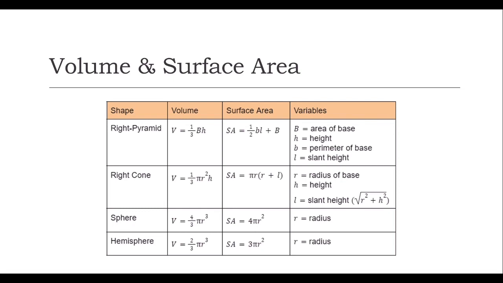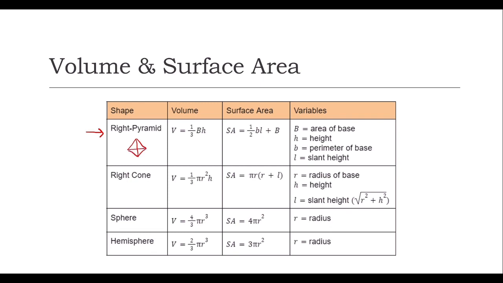So next we have the volume and surface area of 3D figures. So for your right pyramid, your volume equals 1/3 times the area of your base times your height. And your surface area is 1/2 the perimeter of your base times your slant length plus the area of your base. So right pyramid would be any figure like this with whichever shape it says on the bottom.